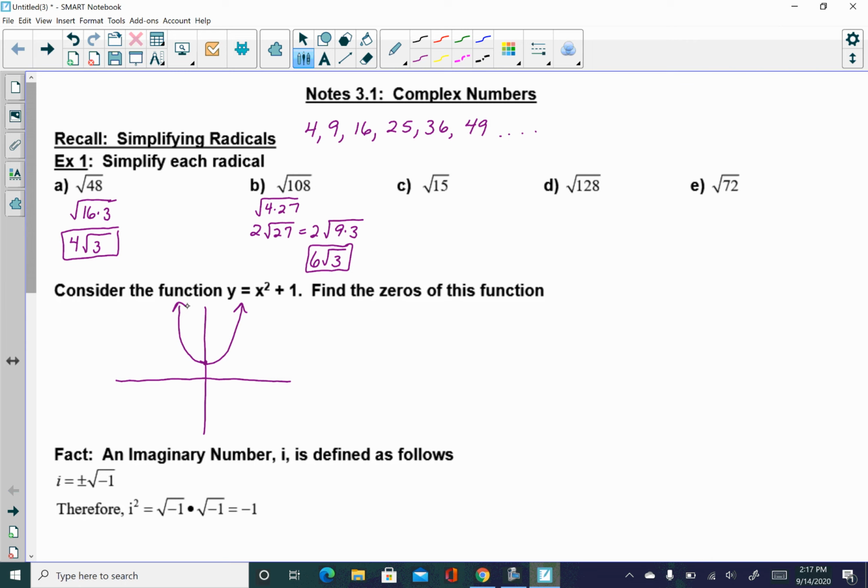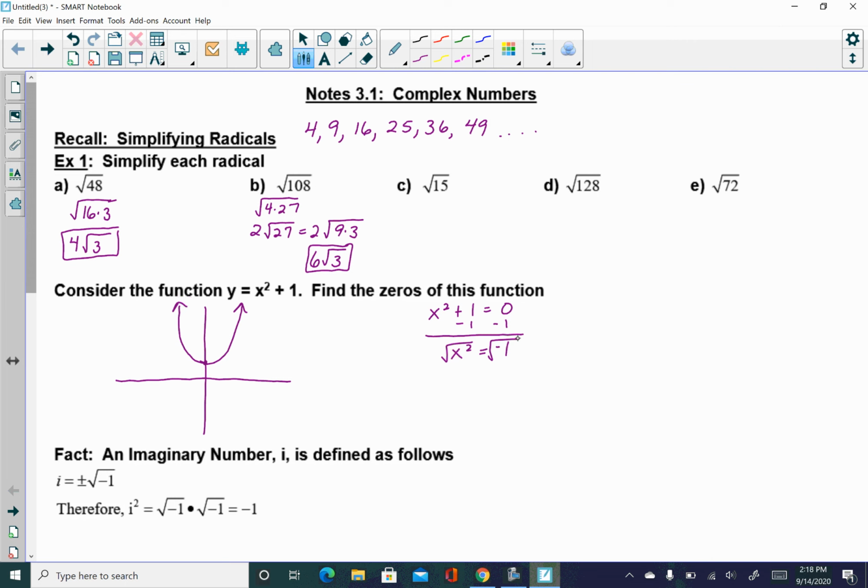Okay, and it wants us to find the zeros of that function. If you recall from the previous section, to find the zeros, you set your function equal to 0 and solve for x. So our first step is to subtract 1 from both sides, and then I have x squared equals -1. Now to get x all by itself, I'm going to take the square root of both sides, and here's where the problem lies. We can't take the square root of a -1. That's what we've always said in prior lessons.